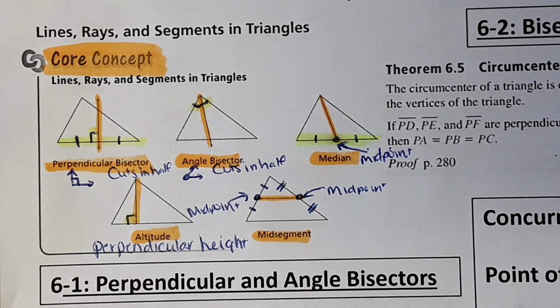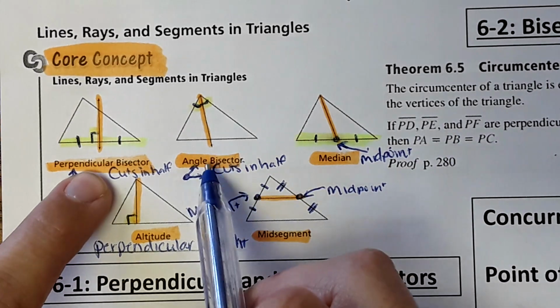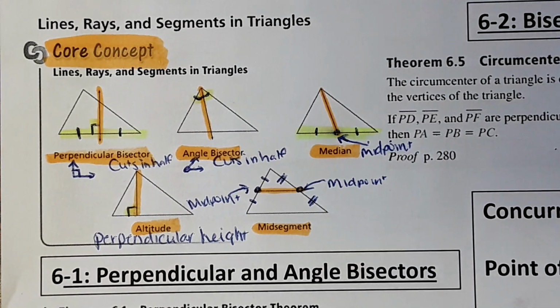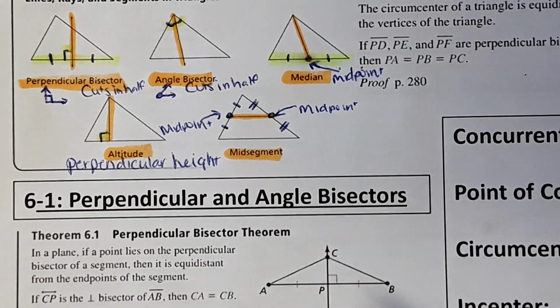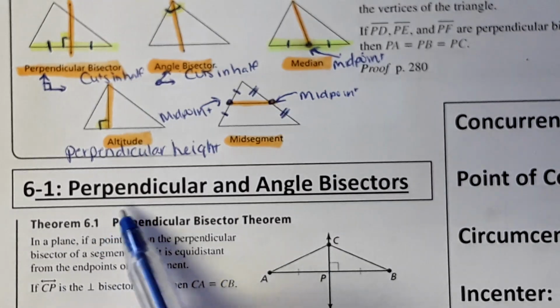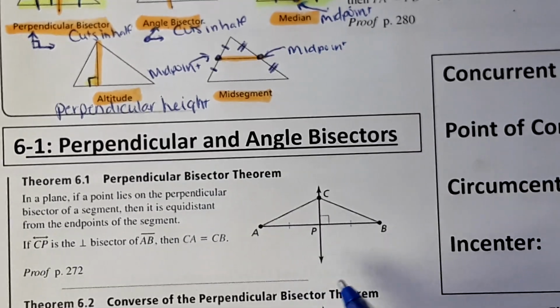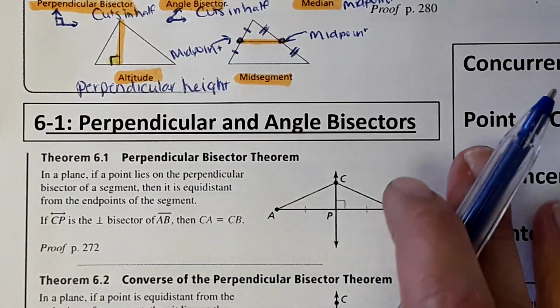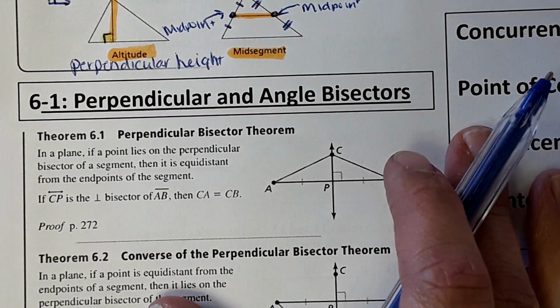Specifically in this lesson in 6-1, we're focusing on the first two, perpendicular bisector and angle bisector. So I'm kind of moving down a little bit here, starting with 6-1, perpendicular and angle bisectors. Does everybody have those? Are you guys okay with me moving? Okay, nobody's yelling at me.